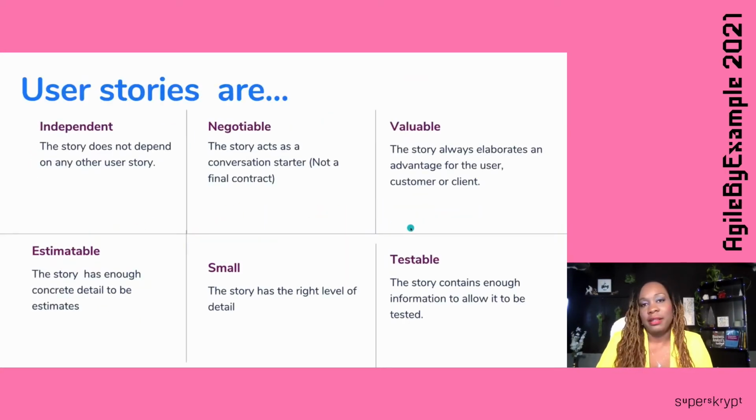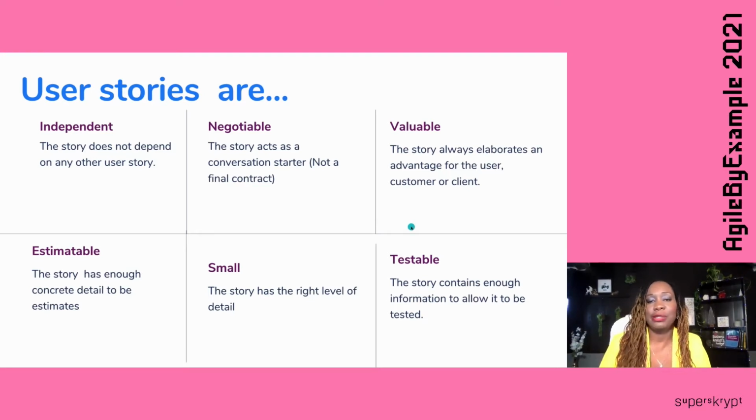So we know the typical way that people explain user stories with the INVEST acronym. So it's independent. The story does not depend on any other user story. We'll talk more about that in a minute. It's negotiable. The story acts as a conversation. We talked about that just now, where it's not a final contract.